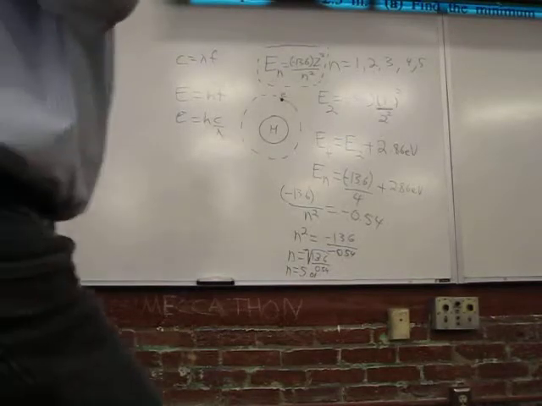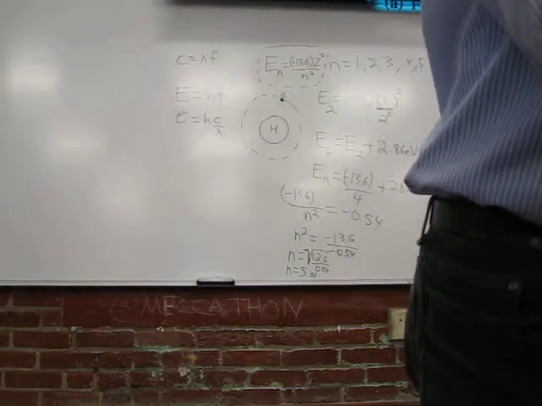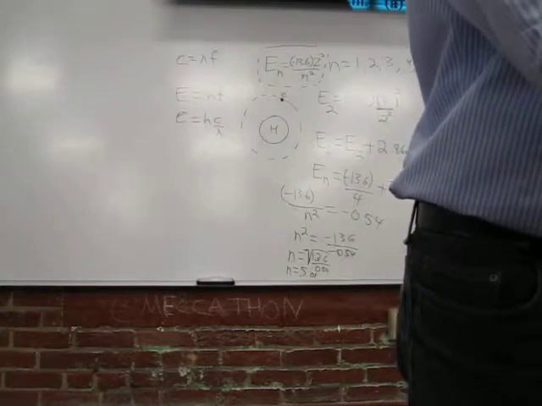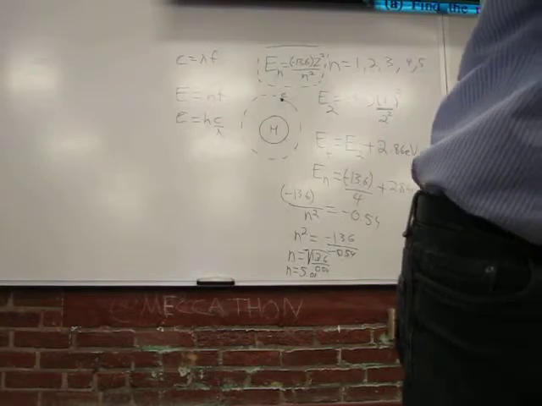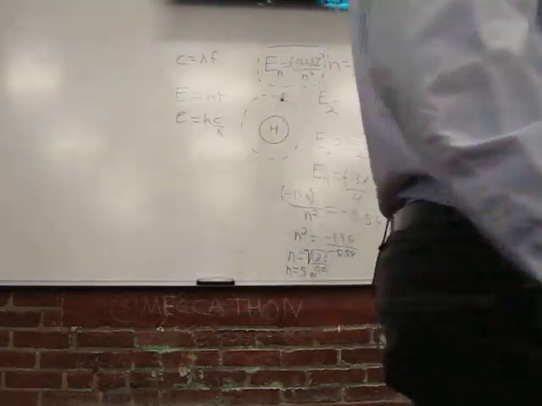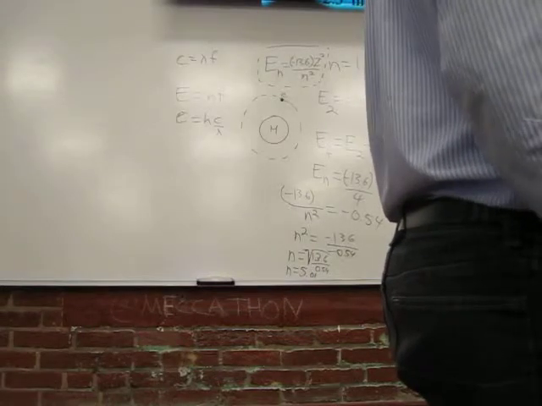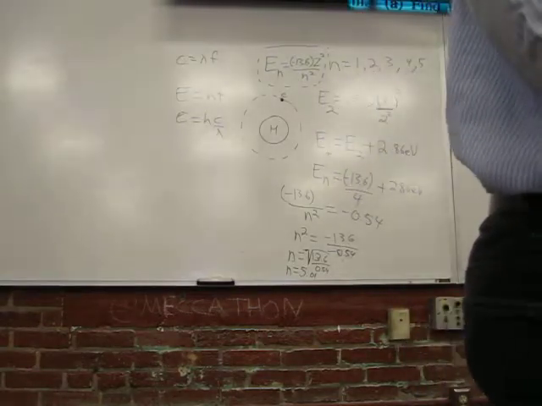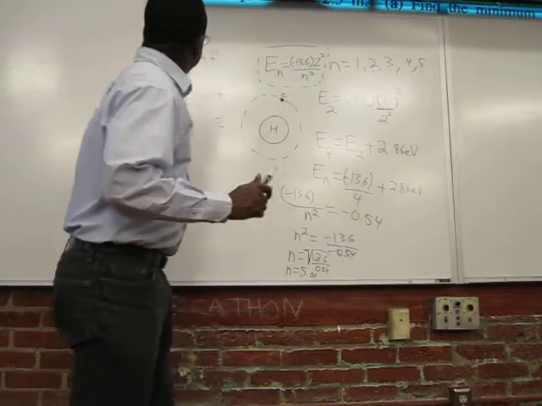Okay, so this is a problem involving the de Broglie wavelength. Chapter 29 talks about the wave-particle duality of matter and the de Broglie wavelength. I think Compton scattering is in this chapter, and the Heisenberg uncertainty principle, and I think the photoelectric effect. But anyway, what it talks about is that particles act like waves.